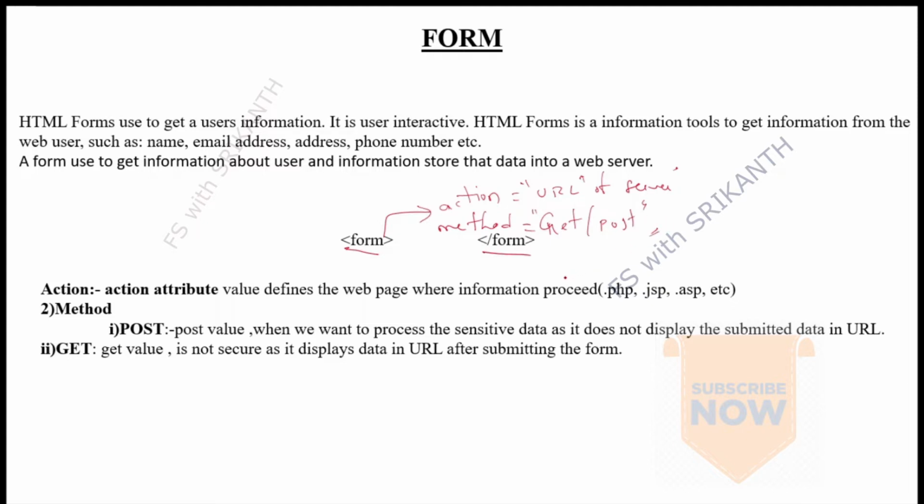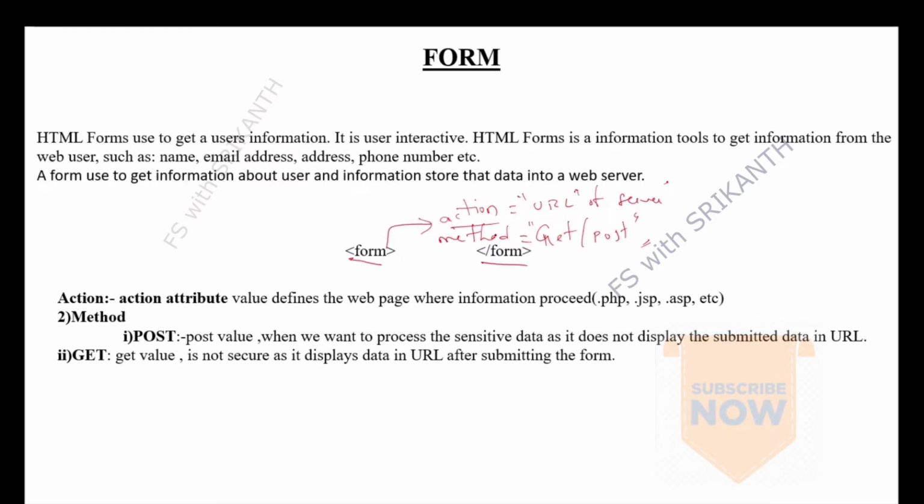What does this method do? First, the action attribute gives the path of the server. When the user presses the submit button and submits the data, the entire data is shared from the browser to the particular server. And this method attribute can share the information either in encrypted form or in normal text form.